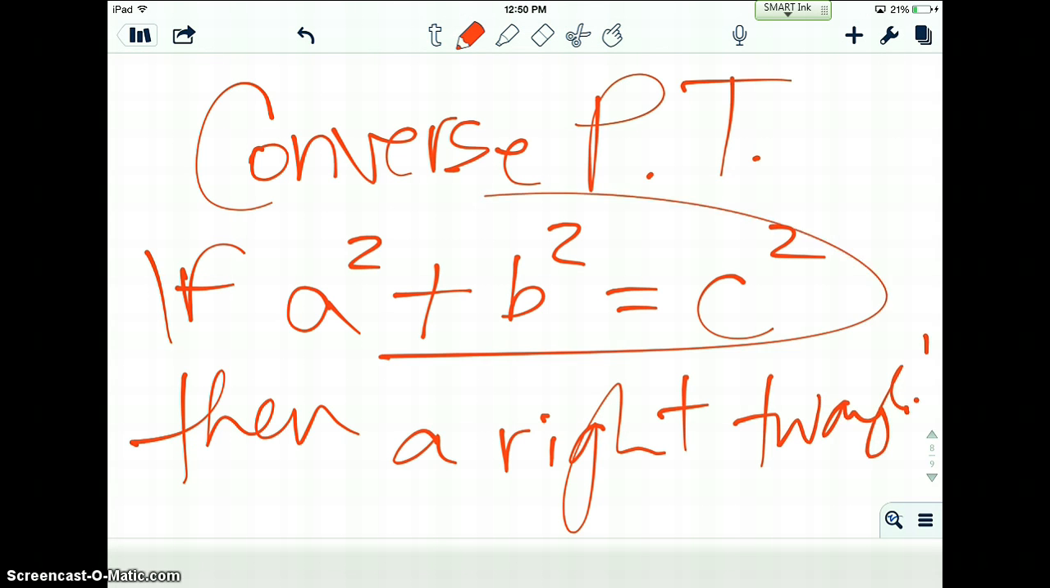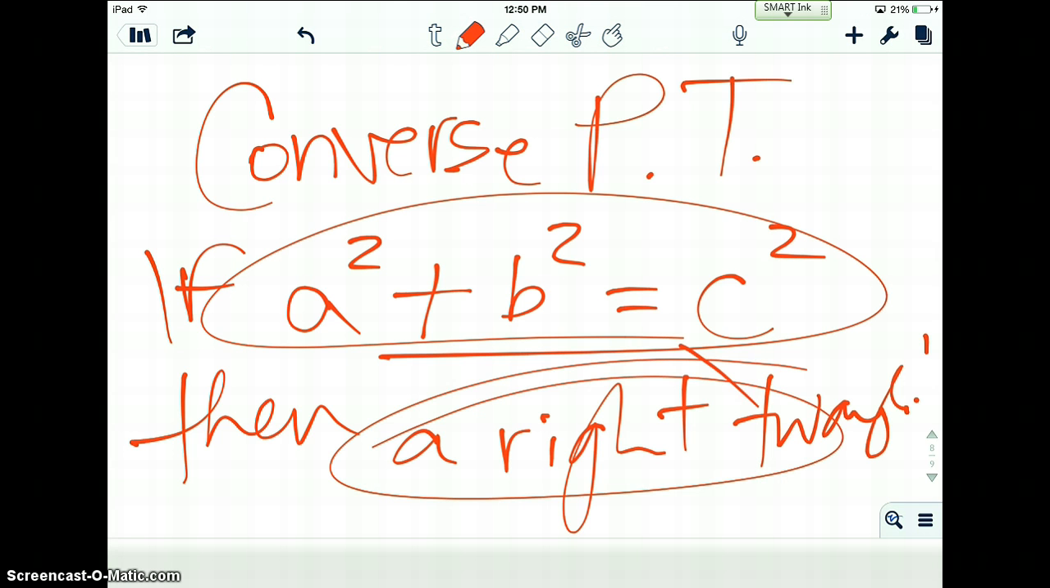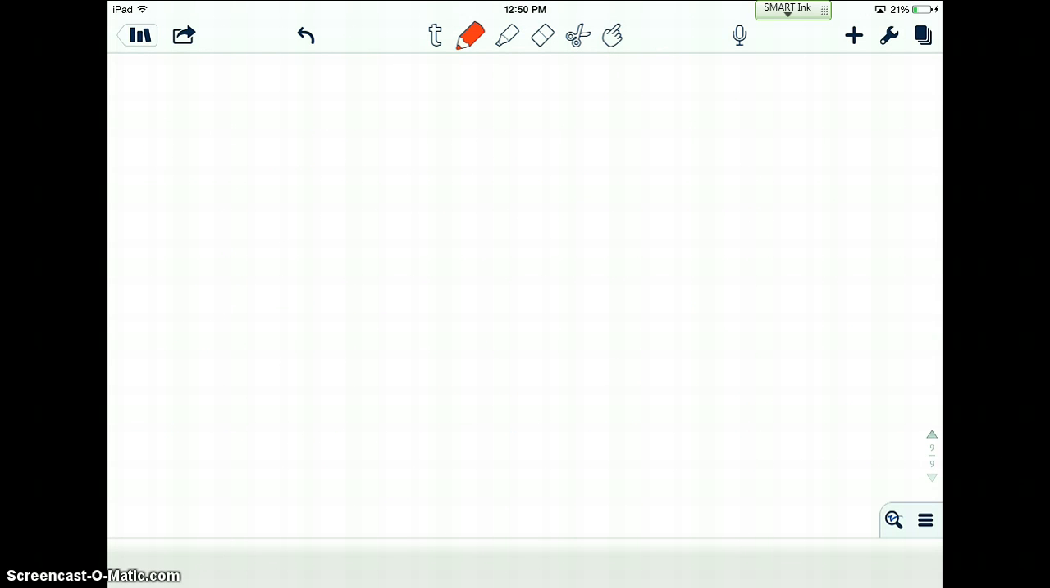Okay, so if this happens in that triangle, we know it's a right triangle. We know it's right. Right? Okay, right. All right, so go ahead and try Got It problem number 4 on page 494. And I'm going to work it through, pause the video, and show you my work because I think it's pretty simple.